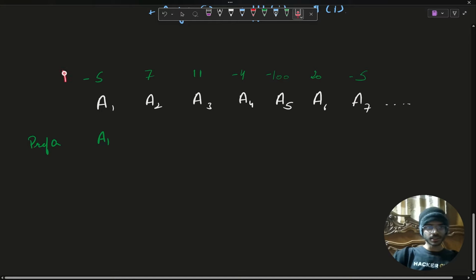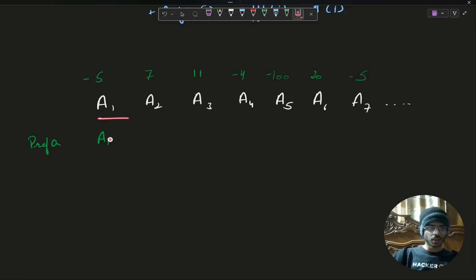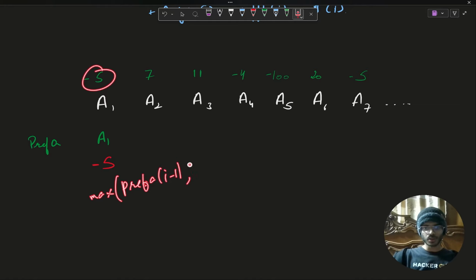So consider this as our array, let's say array A. Now, what will be the maximum possible sum for the prefix of this element? This would be A1 only, right? Because I need to include this element A1. What would be the maximum for this element A2? Including A1 would reduce our answer, right? So can we say that it would be max of prefix A of I minus 1, comma, 0, right?